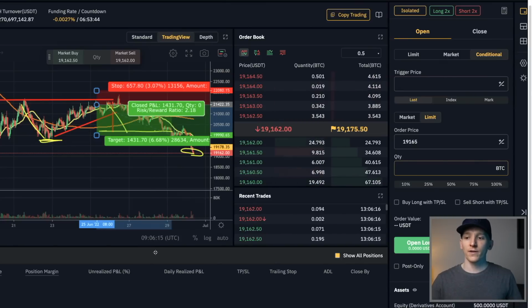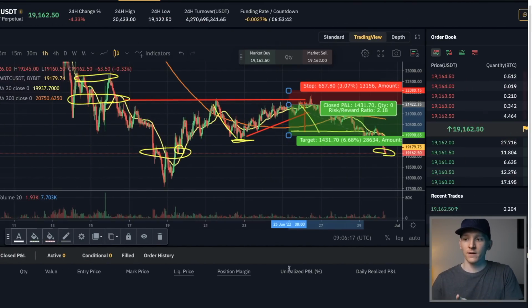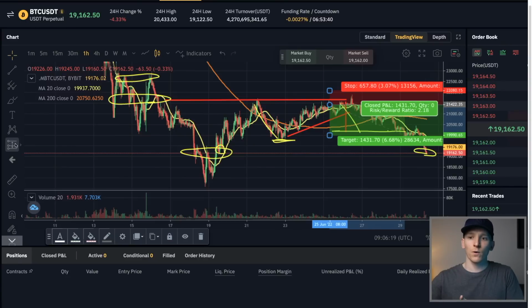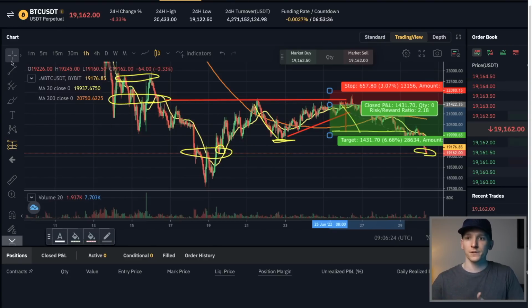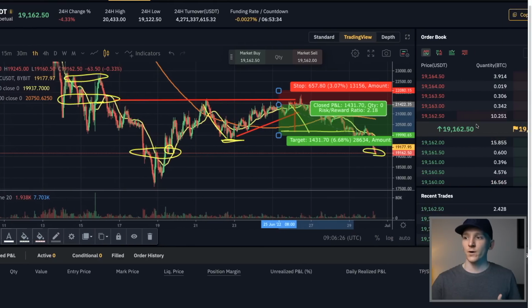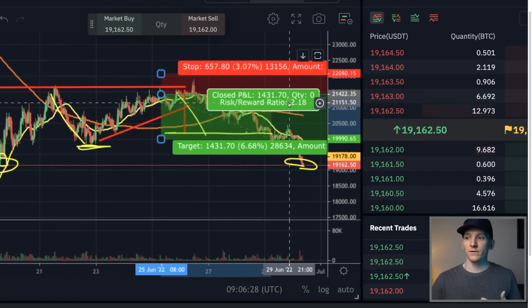Now I want to talk about managing your positions and also why I chose this risk reward ratio and thought it was a good trade. What you can see by using this indicator right here, it's a fantastic indicator, go on the left-hand side, it's this one right here, and then you can choose either a long or a short position. So obviously we're in a short position. Now what you can see is it tells me straight away that my risk reward ratio is 2.18.